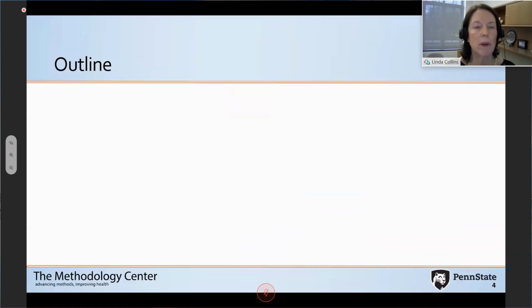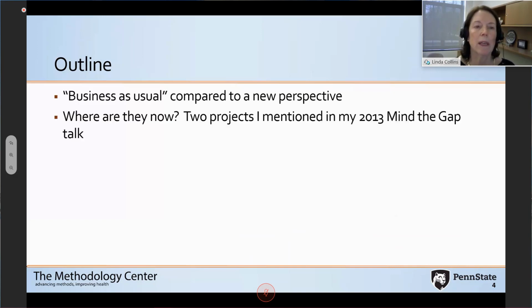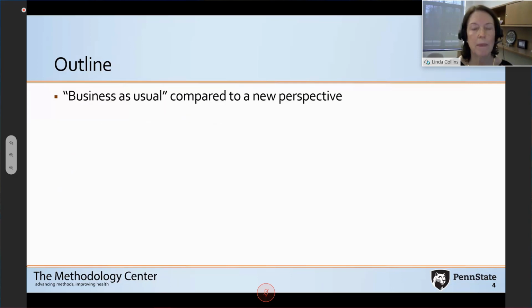Here's the outline of what I'm going to talk about today. First, I'm going to compare business as usual to a new perspective. Then I'll go back to the two projects I mentioned in my 2013 Mind the Gap talk. One was an optimization of a smoking cessation intervention. The other was an optimization of a weight reduction intervention. Talk about the status of those projects. And then I'll end with a little bit about the state of the science and future directions in this area, because a lot is happening in this area.